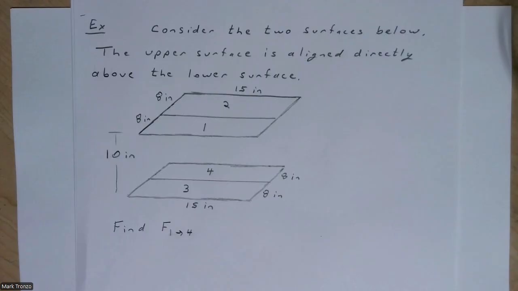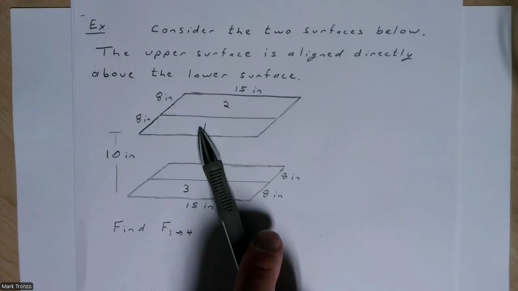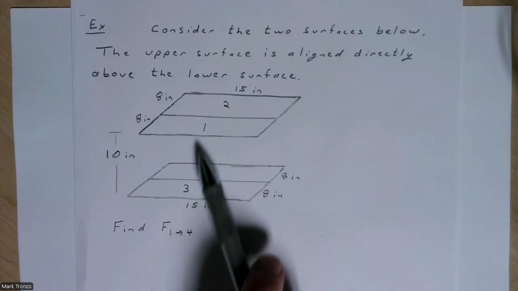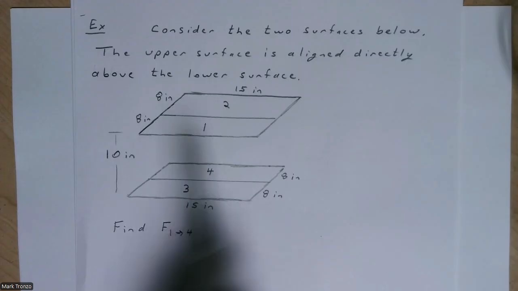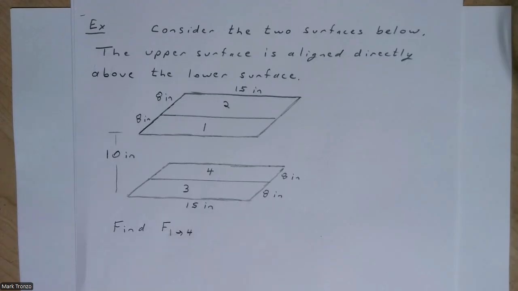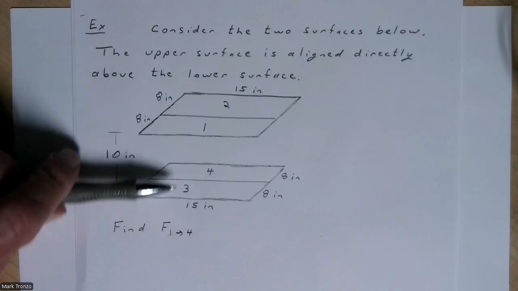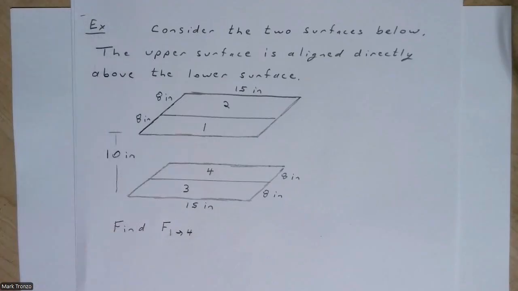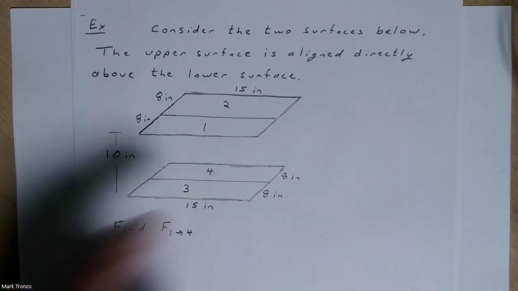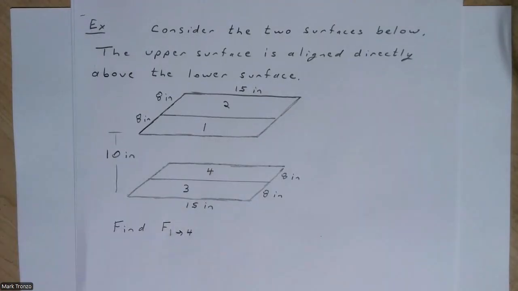And so notice what we have. 1 is over here, right above 3. 2 is over here, right above 4. Now, if it would have asked us for the view factor 1 to 3, that would have been real easy because one surface is above the other. We could have just looked it up on the chart. They're both exactly the same size. Everything would have been good.